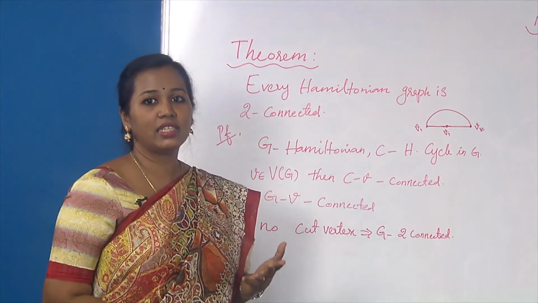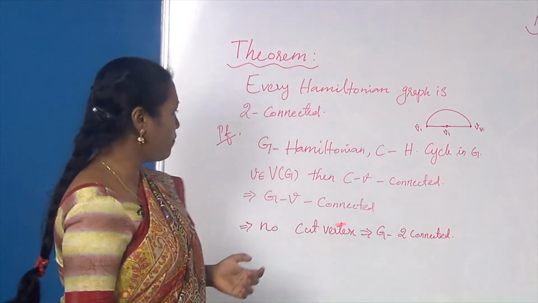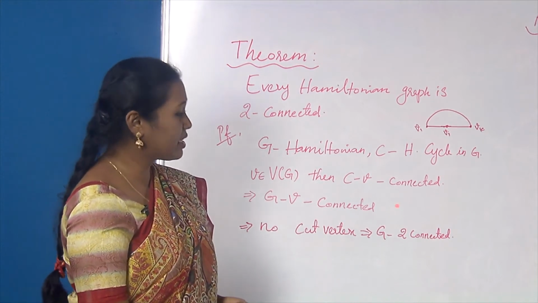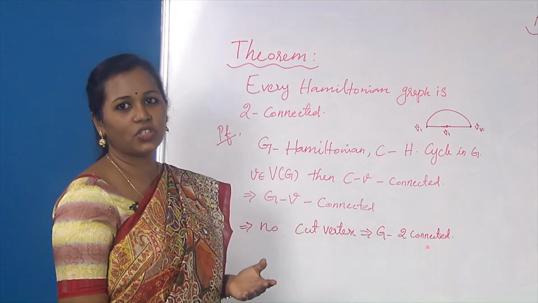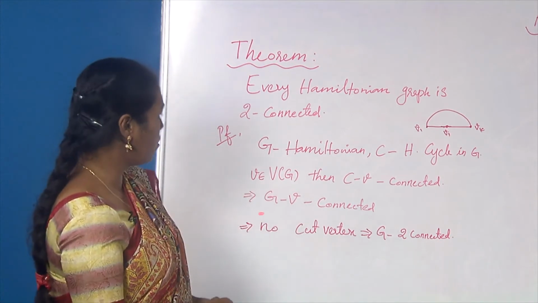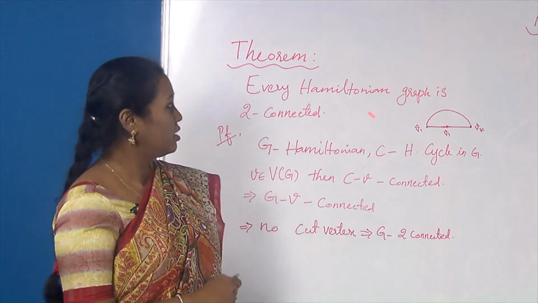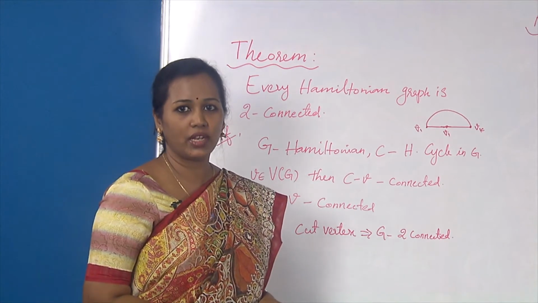Now the cycle C is traversing over all the vertices of the graph, and therefore you can say that G minus V is also connected. So G minus V is connected for any V belonging to G. This is basically the definition of two connectedness, and therefore there is no cut vertex, which implies that G is two connected. Therefore we have proved our statement that every Hamiltonian graph is two connected.